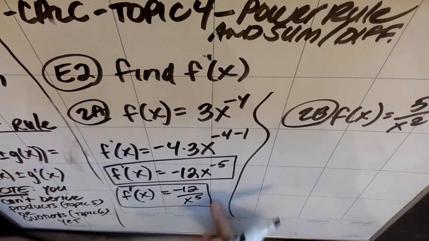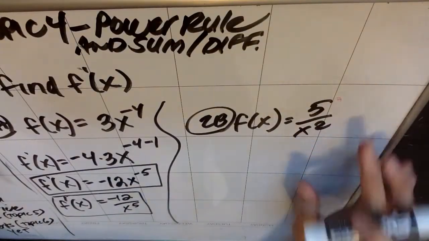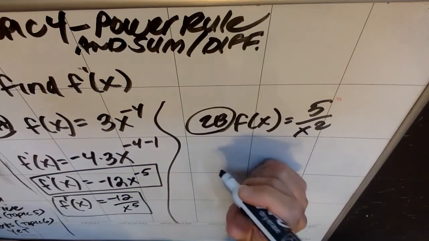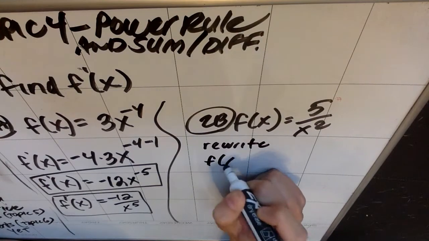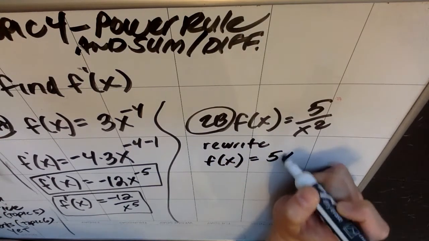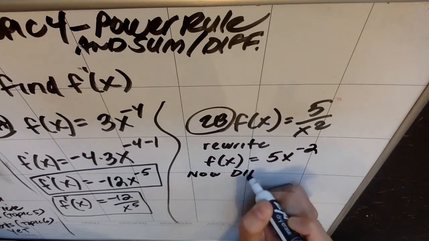So the ending of this 2a is a helpful predictor for how we're going to have to do 2b. Right now, you don't know how to deal with division, but you don't have to because you can actually rewrite this thing, right? You can rewrite this using the rules of exponents to be 5x to the negative second, and now you can differentiate.